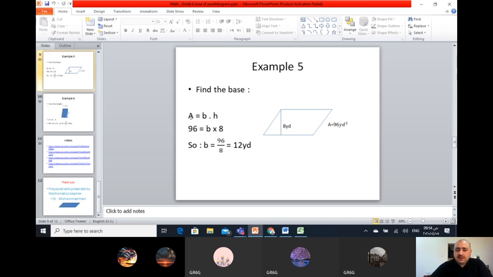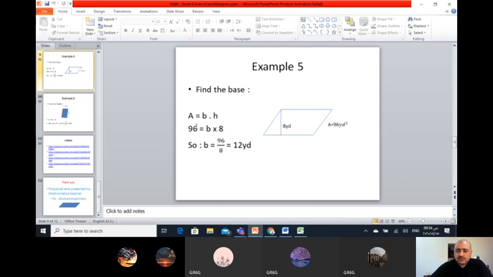The first step, write the rule of the area. A equals base times height. Then substitute. Put the value of A and the value of H. The value of A is 96, so put here 96. The B variable, I don't know the value. I want to solve the value of B. The height equals 8.